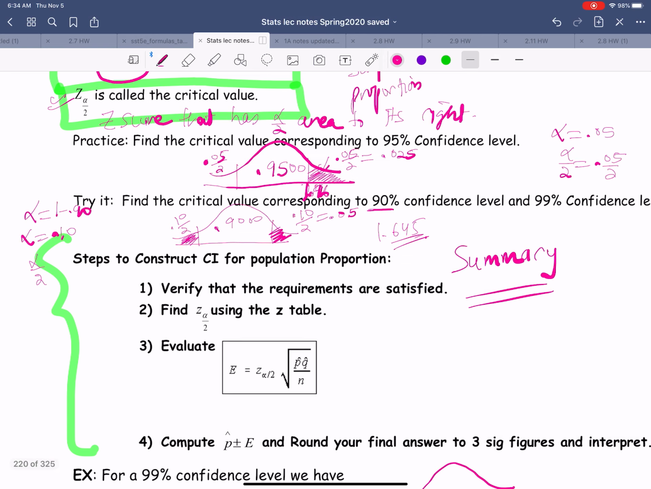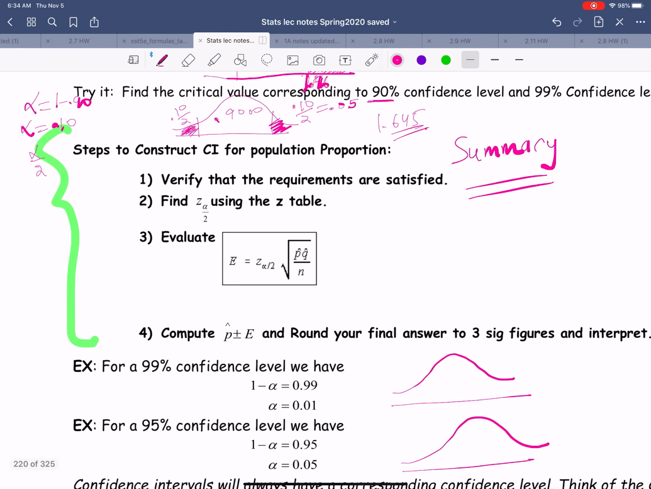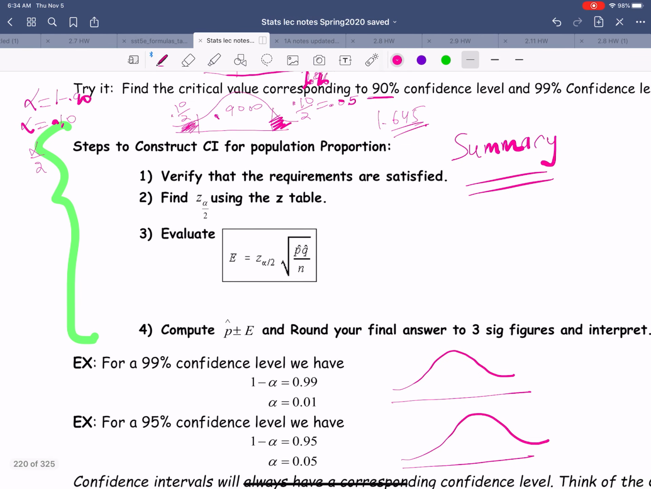Steps to construct a confidence interval for a population proportion. We're about to look at some examples, so here are the steps. The first one: verify the requirements are satisfied. Most of the time the requirements will be satisfied. Then find the critical value z alpha over 2 using the z table.